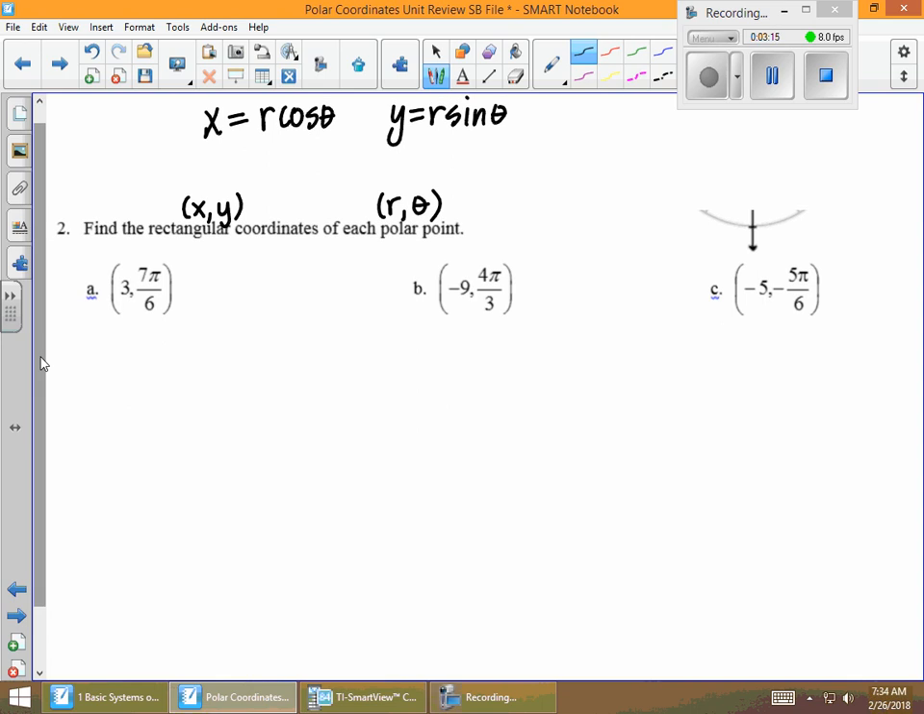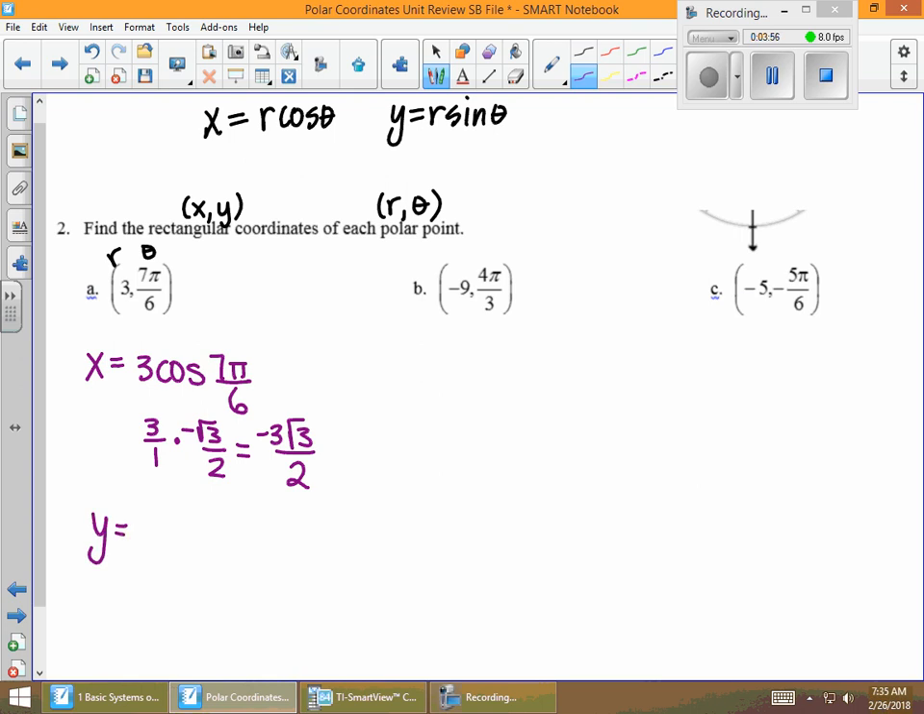So here, r is 3 and theta is 7 pi over 6. For A, x is 3 cosine of 7 pi over 6. I'm going to go ahead and keep working with x here. So it's 3 over 1 times the cosine of 7 pi over 6. Since it's a 6th, cosine is radical 3 over 2, and since it's in the third quadrant, it's negative. So my x value here is -3 radical 3 over 2.